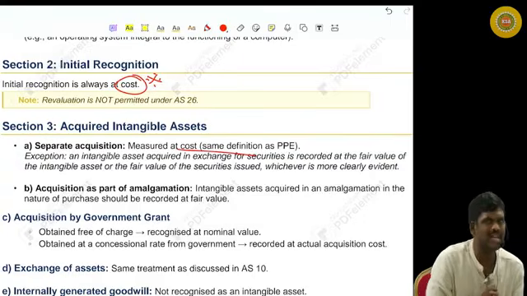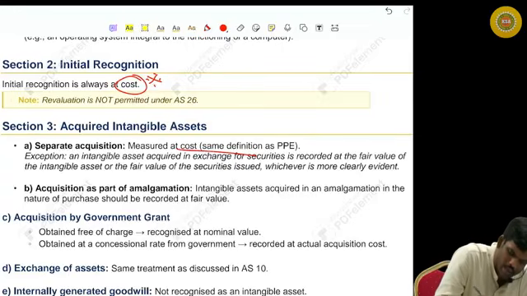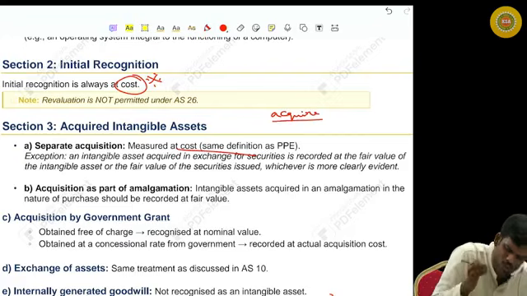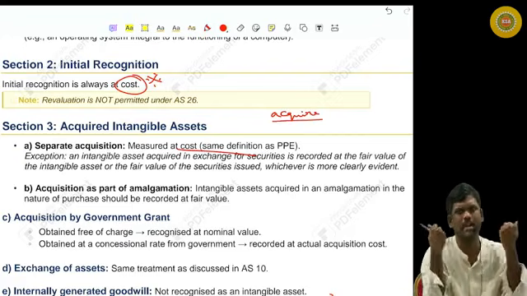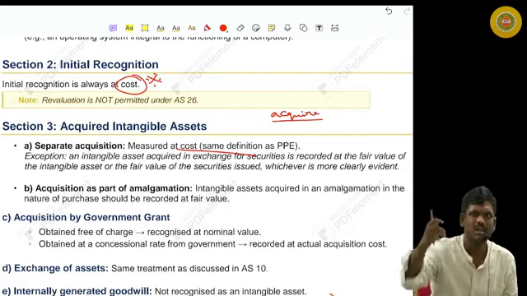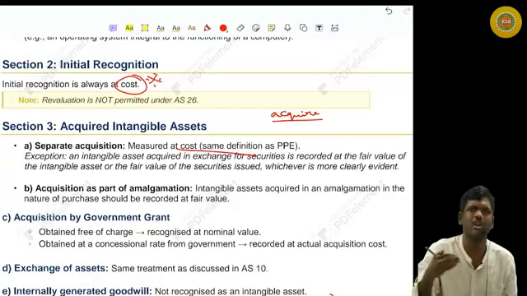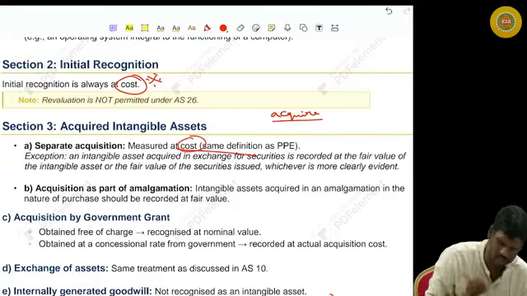Now this intangible asset can be acquired in different ways. You can separately acquire an intangible asset. That is, you can go and buy. If I want, I can go and buy a software. Then whatever is the amount that you have paid or whatever you have sacrificed is the cost.